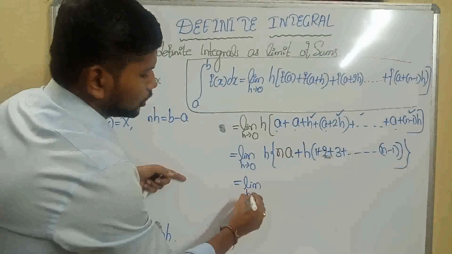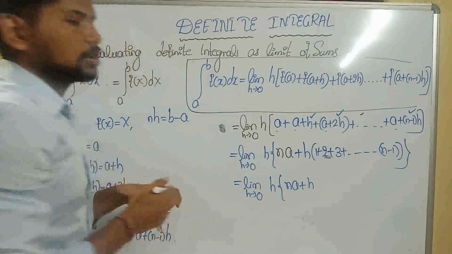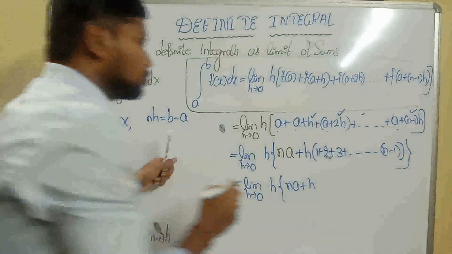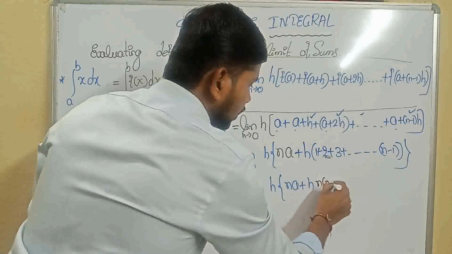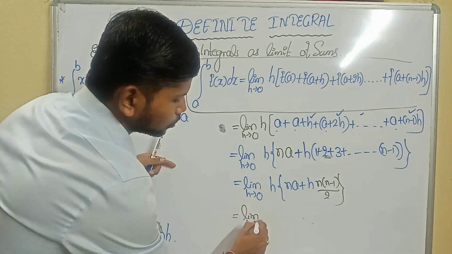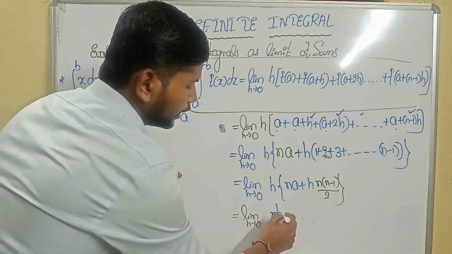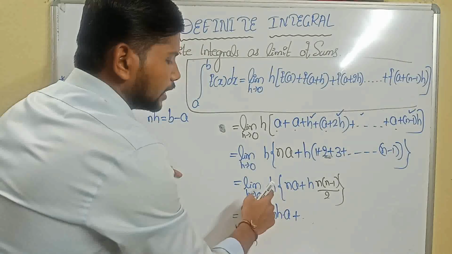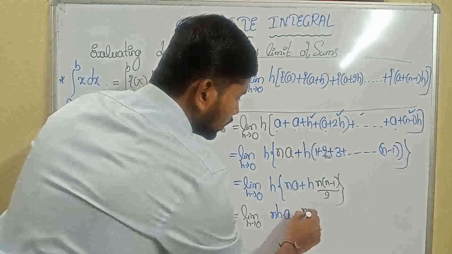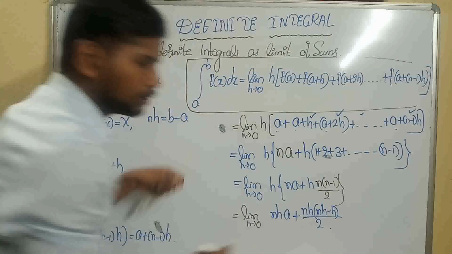Limit as h tending to 0, h into bracket, n into a plus h. We already learned that. What is the sum of n minus 1 natural numbers? The sum of n minus 1 natural numbers is n(n−1)/2. Got it? Now limit as h tending to 0, what do I write? h is multiplied inside: n into h will be nh into a, plus again h is multiplied, h into h square terms, h into h is there. Outside, one h will be there: nh in the bracket, nh minus h, divided by 2. Got the point clearly?